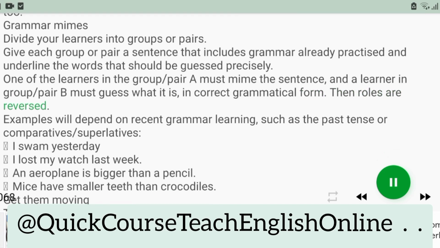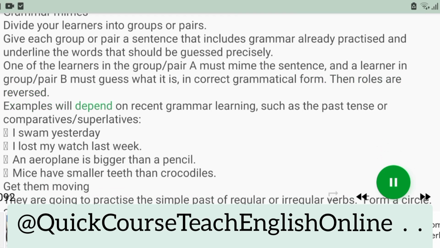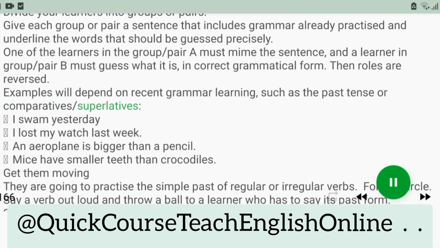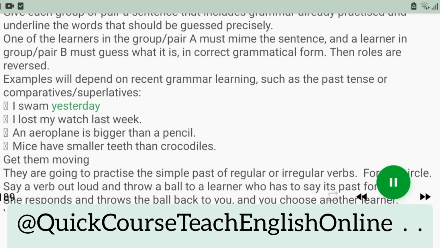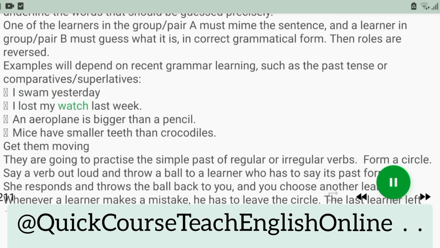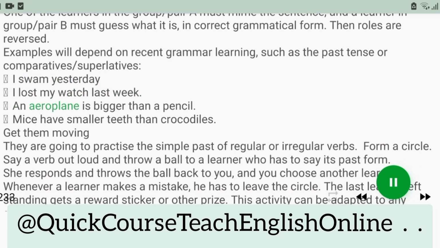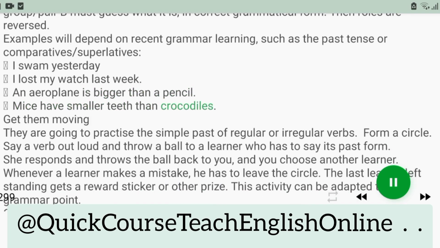Then roles are reversed. Examples will depend on recent grammar learning, such as the past tense or comparatives and superlatives. I swam yesterday. I lost my watch last week. An aeroplane is bigger than a pencil. Mice have smaller teeth than crocodiles.